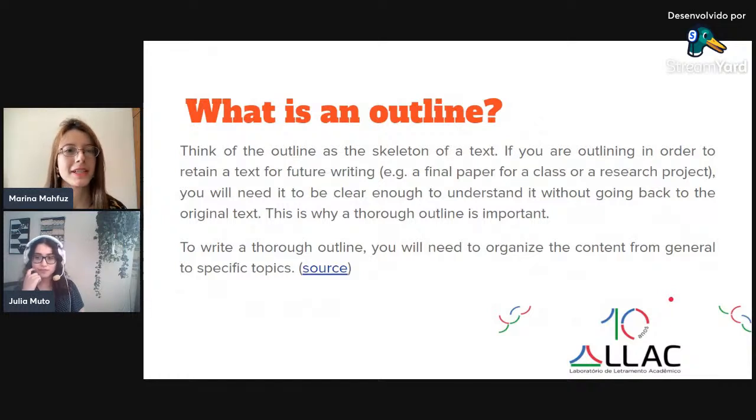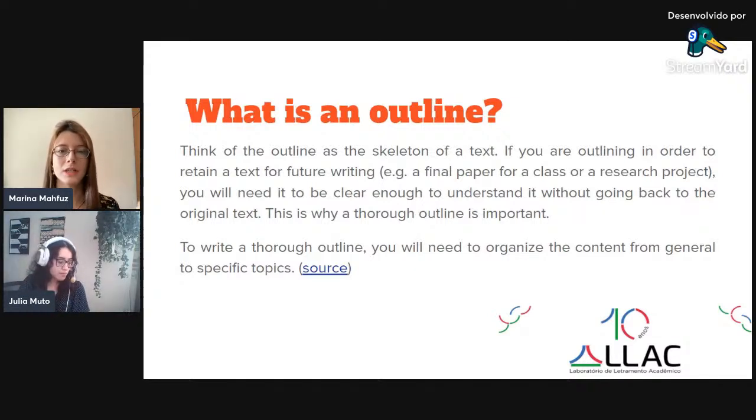Okay. So basically, you should think of the outline as the skeleton of a text. If you are outlining in order to retain a text for future writing, for example, you have a final paper for a class or you're writing a research project and you need the outline to help you write, you need to be clear in this outline to understand exactly what you wrote without having to go back to the original text. So this is why we're talking so much about a thorough outline. Why is it important? Because it avoids the need to go back to that text, especially if it's, like Julia said, one of those seminal texts that are super important and that you need to use a lot during a course or for a paper. This avoids you having to go back to those texts, right?